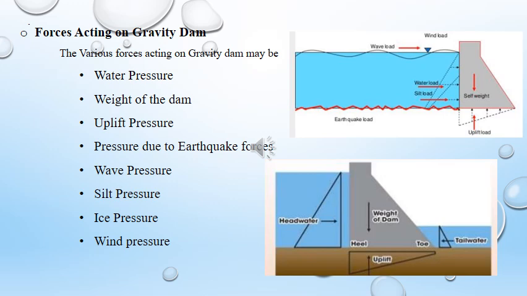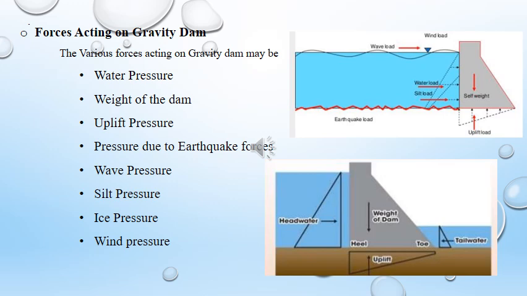Uplift pressure will be acting just below the dam, because the water will be seeping and it will exert some upward thrust, which is known as the uplift pressure, and this uplift pressure reduces the weight of the dam. And the pressure due to the earthquake forces applies when the dam is located in an earthquake zone. So, these dams are subjected to some earthquake stresses.